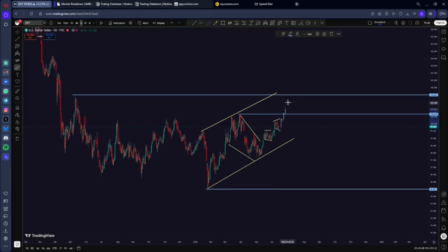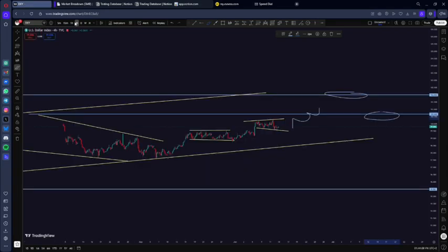We are not sure whether it's gonna come back to tag these areas over here, or it's gonna tag this area, break above and break back in to then start looking for trades. But this is a second correction after that middle section that's occurred over there. So let's go into the smaller time frame, guys.